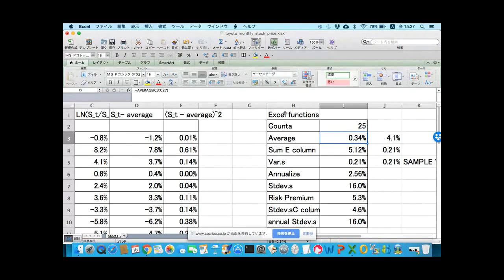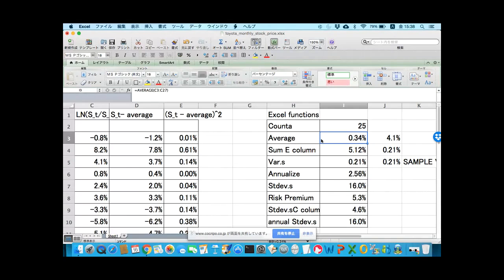How did we calculate this? It's just using the average function of Excel, average from C3 to C27, right? And this is the monthly average. And you might notice this stock price monthly average is a positive number. Then if you annualize this, how do you annualize it? You just multiply by 12. Right? 12 months would be 1 year.